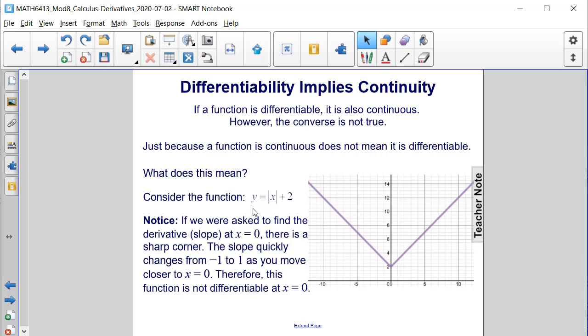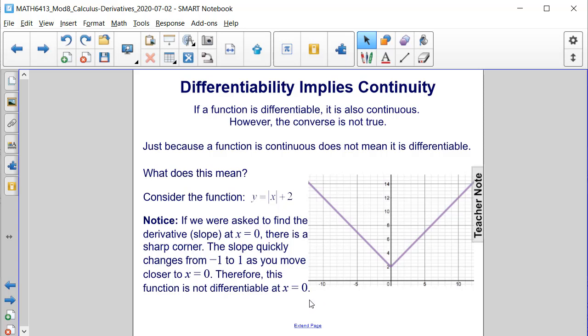We have this function, y equals the absolute value of x plus 2, graphed in the coordinate plane here. If we are asked to find the derivative or slope at x equals 0, there is a sharp corner or point here. And the slope quickly changes from -1 to +1 as you move closer and closer to 0 on both sides. Therefore, this function is not differentiable at x equals 0.